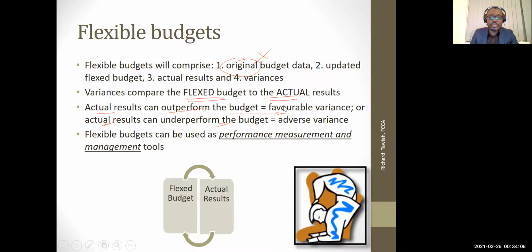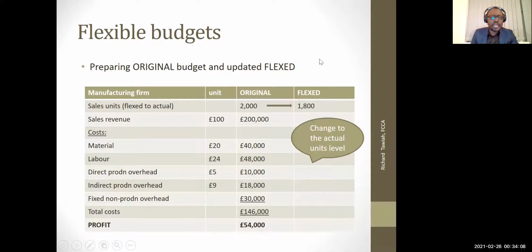Excellent, let's proceed and see. So let's take an example. Let's say we have the unit costs here. So let's say we originally budgeted to sell 2,000 units, but we ended up flexing, realizing that demand will not be as planned. Demand would have dropped by 200 units. So we're actually going to be selling 1,800.